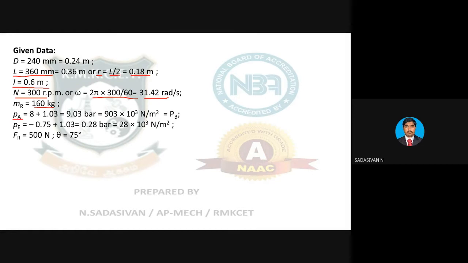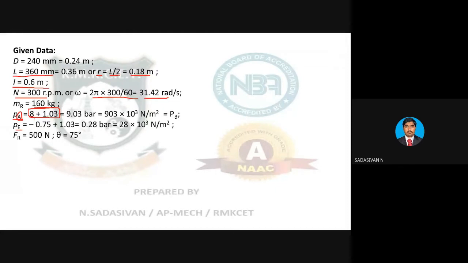So P_A, these alphabets are from the PV diagram. Okay, so A is the 8 bar steam injection pressure at the beginning of the power stroke. Steam is injected at 8 bar gauge pressure, so I'm going to convert it into absolute pressure. Since he has specifically mentioned atmospheric pressure in the question, you are converting into absolute pressure; otherwise, you don't have to. Okay, 8 plus 1.03. Gauge pressure is 8, and atmospheric pressure is mentioned at the end of the question, so add it. It becomes 9.03 bar.